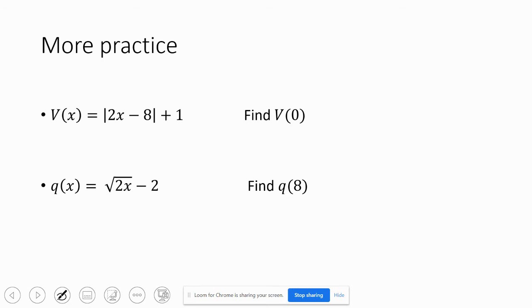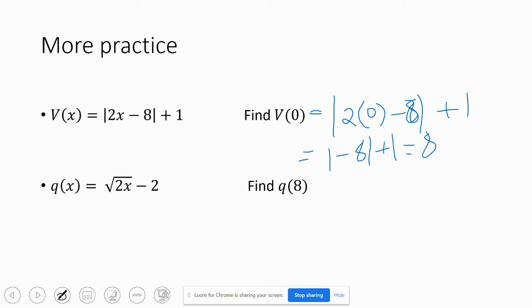So capital V, be very careful, lowercase and capital letters do mean different functions. Usually capital letters are used for functions used in science or business, and lowercase letters are used for a general function. So here we have V at 0 equals the absolute value of 2 times 0 minus 8, plus 1. 2 times 0 is 0, the absolute value of negative 8 plus 1. The absolute value of negative 8 is 8, because absolute value always makes it positive. 8 plus 1 equals 9. So the answer here is V at 0 equals 9. A good way to write your answer.